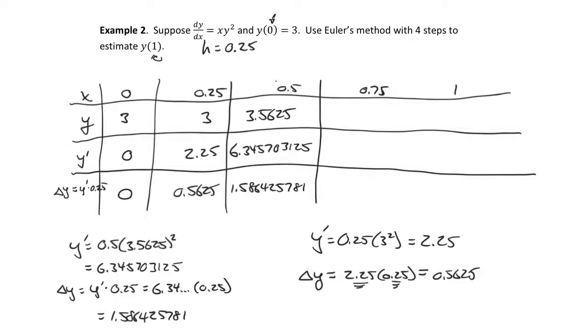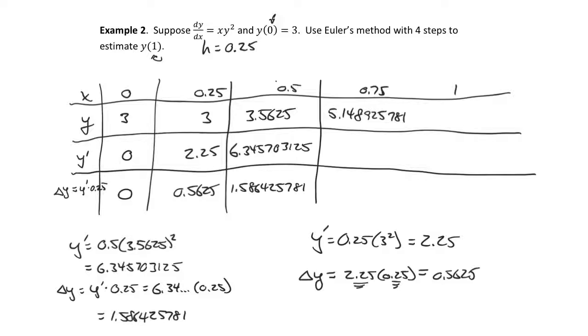Now we're going to add 3.5625 to 1.586, yada, yada. It's the old y value plus the change in y, which equals 5.1489 and so on. Once again, we do all that business again.